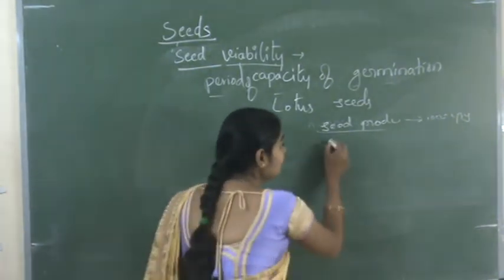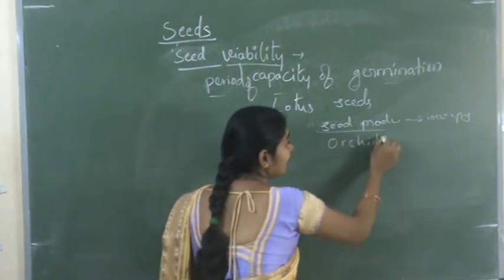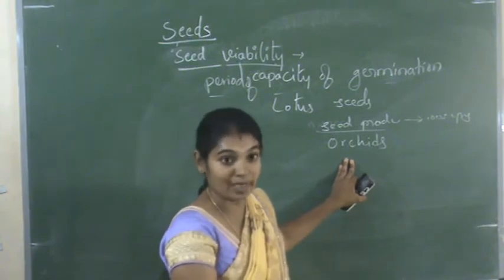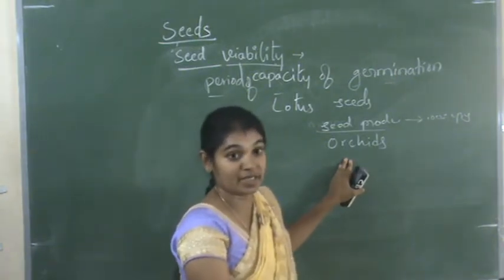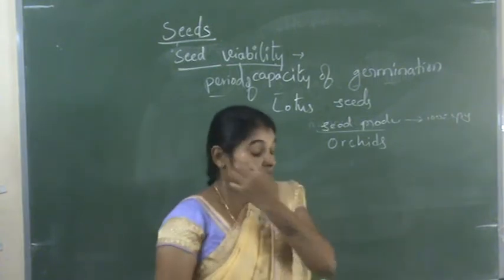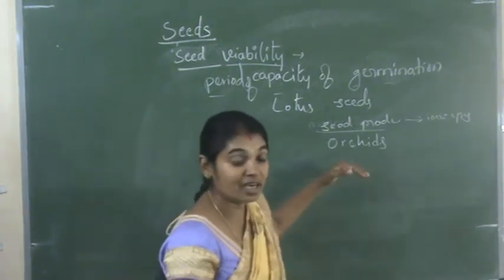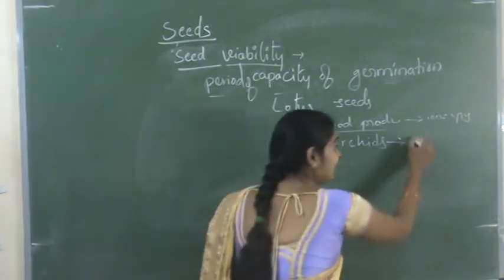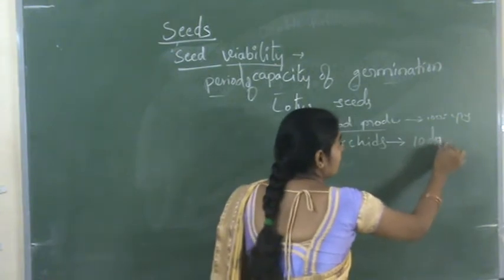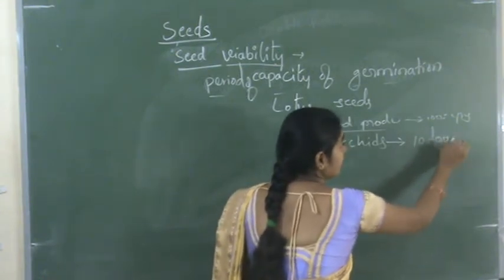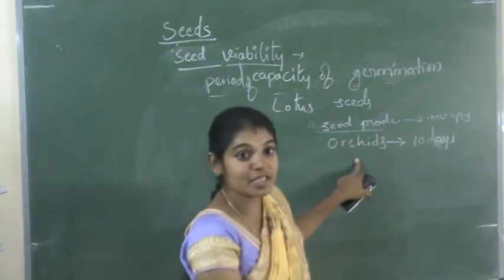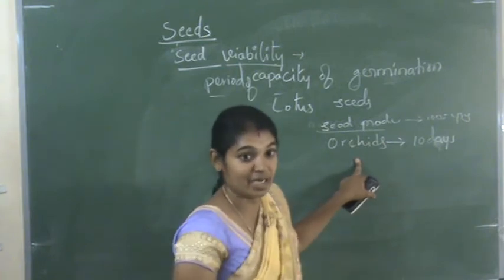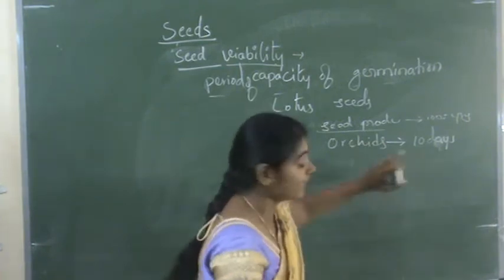But for example, if we take orchids, their seed viability is very less. It may be some days only, so within those days it should germinate. Otherwise the seed will not germinate. If the seed viability for orchids is 10 days, within those 10 days it should germinate. After 10 days the seed cannot germinate.